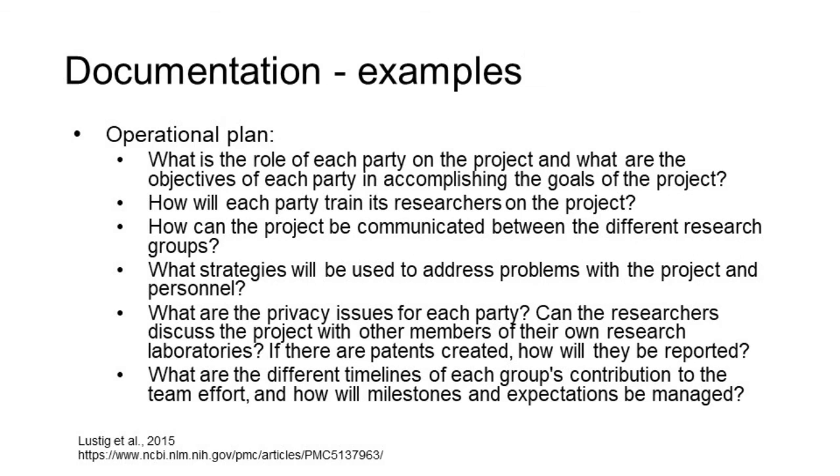Now I'm going to go over a few examples of types of documentation that may be produced during a project. First is an operational policy document that would be produced at the very beginning of a project. This document could include what the role of each party is and how your objectives will accomplish the goals of the project, information on how to train individuals, communication plans between the different groups, being clear about how any problems that arise will be handled, confidentiality and privacy issues, and how any patents or intellectual property rights will be handled, and then having a clear timeline for each group's contributions.